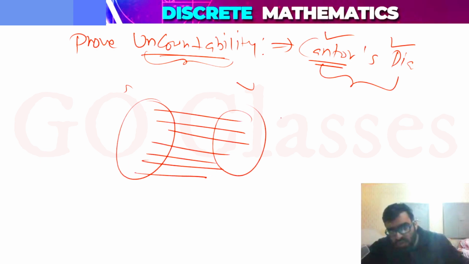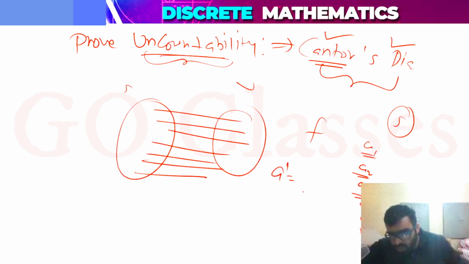Then you will create a new element which is not covered by this bijection. So like this you will do. Or what you will do, you will assume that S is countable. If S is countable, then S can be put in one-to-one correspondence with the set of natural numbers. So then definitely S will have a first element, second element, third element, and so on. Then I will create a new element which is not equal to a1, not equal to a2, not equal to a3, and so on.